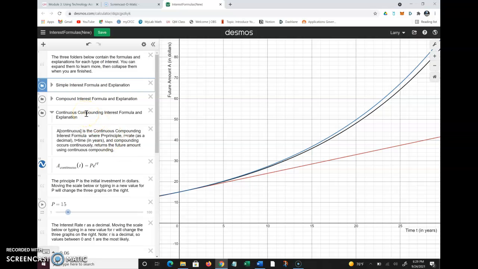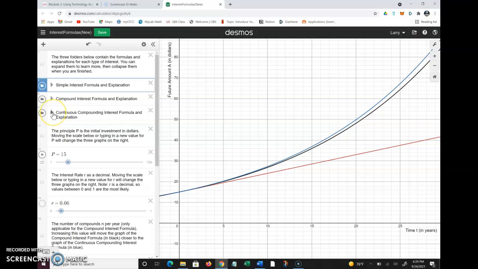So what I wanted to do is, instead of just being able to manipulate time, actually be able to manipulate principal, interest rate, and compounds per year. So you can see each graph, the red line represents the future amount that would be gained using simple interest calculation. The black line shows compound interest, and then the blue line shows continuous compounding.